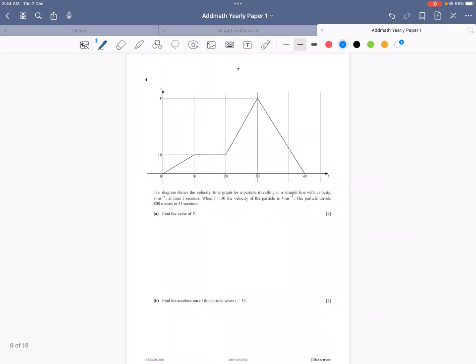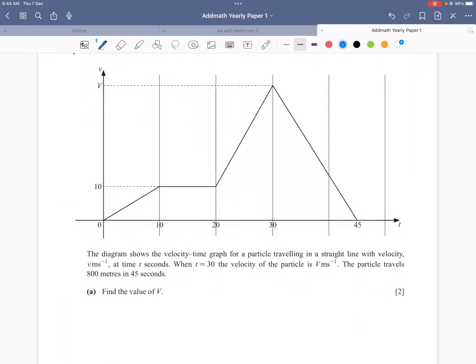Alright, next one. Question number 4 from the topic kinematics. It says, the diagram shows the velocity-time graph for a particle traveling in a straight line with velocity v at time t seconds. When t is 30, the velocity of the particle is v. The particle travels 800 meters in 45 seconds. Find the value of v.